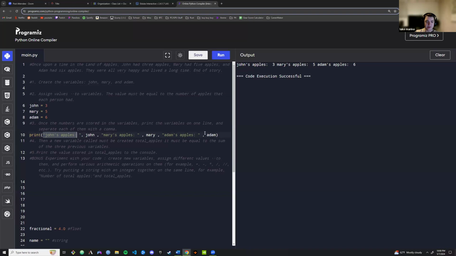So what this line is doing is it's printing everyone's apples out on a line. It's going to print out "John's apples", and a space, followed by whatever's in variable John. So 3. So it says John's apples 3. Next, it's going to go to Mary's apples and print out whatever's in that, which is 5, and then Adam's apples, and then print out a 6.